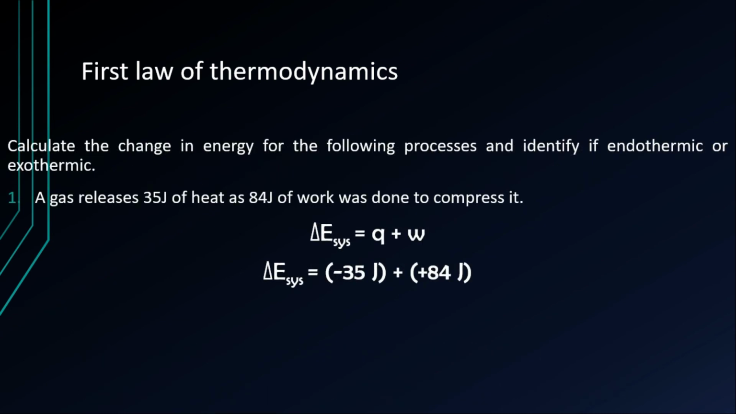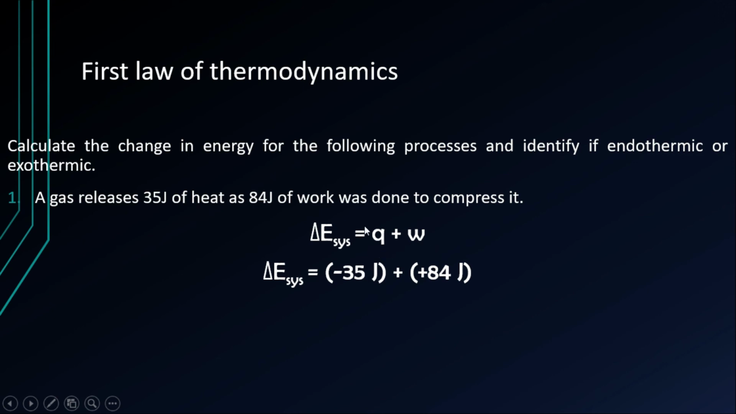So let us have an example. Calculate the change in energy for the following processes and identify if endothermic or exothermic. Number 1, a gas releases 35 joules of heat as 84 joules of work was done to compress it. So our formula is the change in energy of the system is equal to Q plus W. Now let us substitute the values.